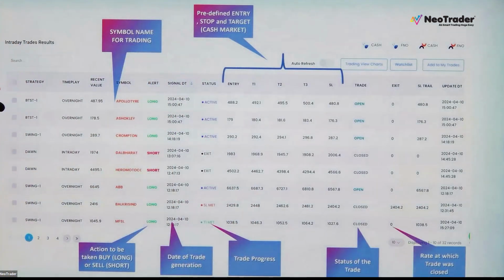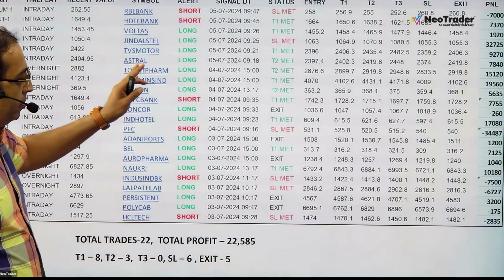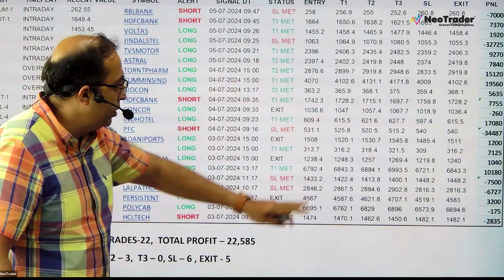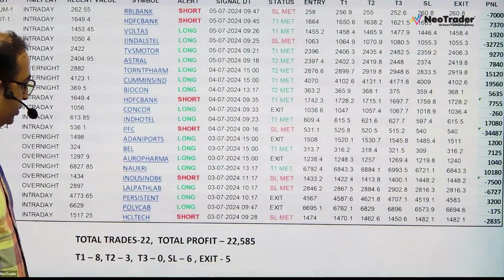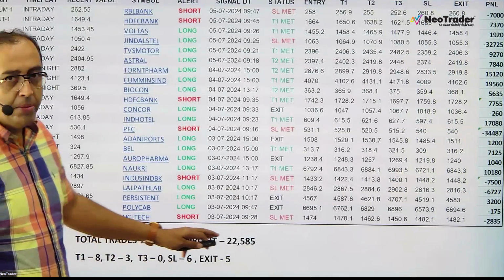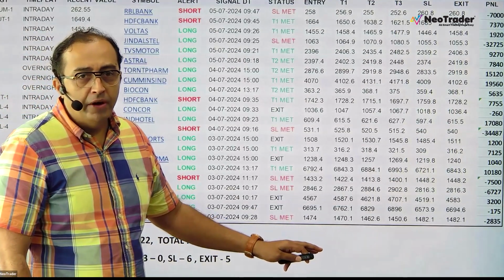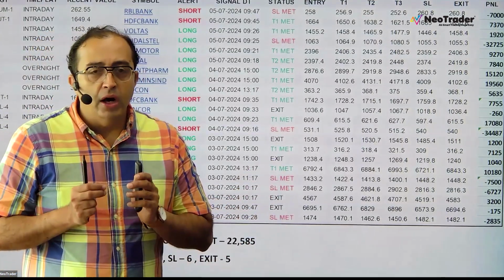Now, moving on to the feature here, you can see that this is how NeoTrader has performed over the last few days, and you can see that out of the 22 trades, 6 have hit the SL, but the others have been able to generate some profit. All right. So what is the message here? A few thousand rupees every day.